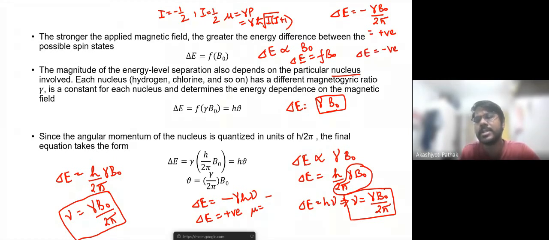So negative energy means it is more stable, and if your delta energy difference E comes out to be positive, then it will be having a higher energy state. So that is why minus half is always the higher energy state, and plus half is the lower energy state. Plus half spin state will have a lower energy compared to minus half. Okay, I hope this thing is clear.